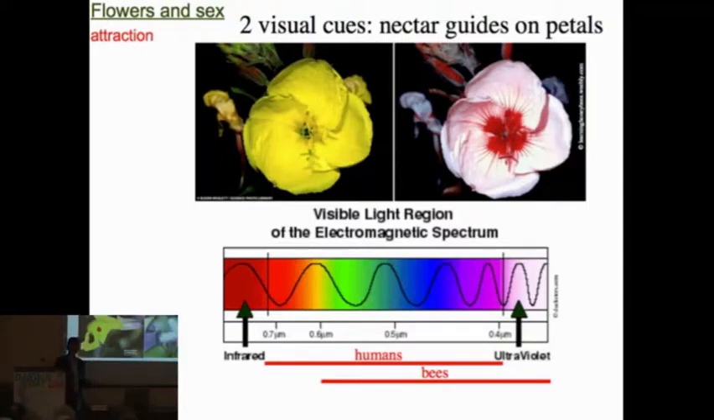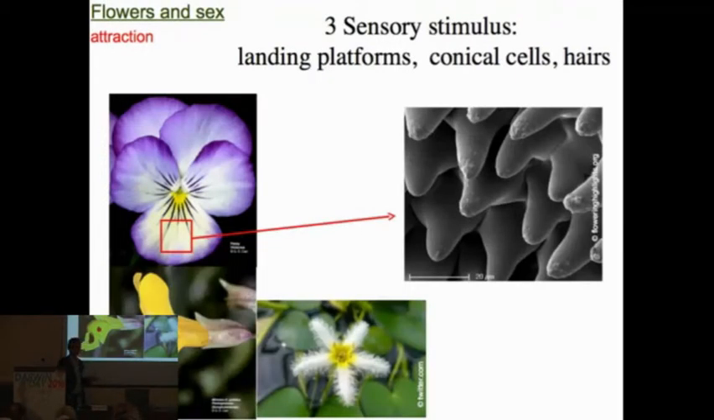So the last cue is the sensory cue. And sometimes you could feel, well, it would be quite interesting to be a bee and land on the flower. First of all, you have this kind of landing platform, which is quite important, with lots of hairs.